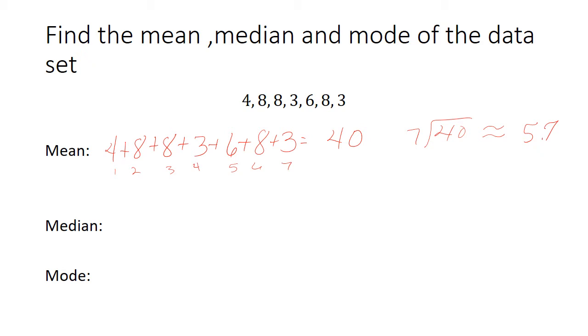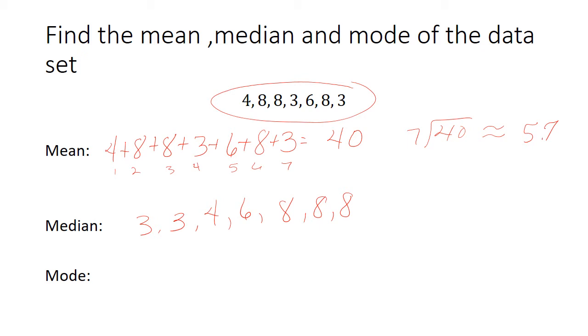For your median, what's super important is that you have to put them in order from smallest to greatest, otherwise you're not going to find the one that's in the middle. You cannot leave it the way it's given to you. We need to write them in order. So we're going to do 3, 3, 4, 6, 8, 8, and 8.